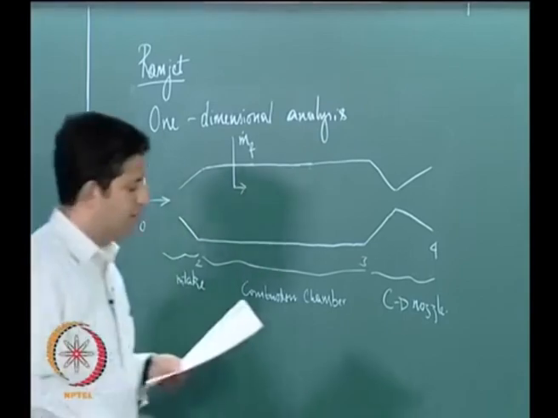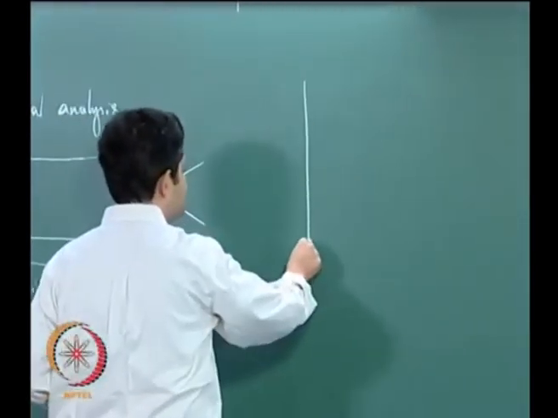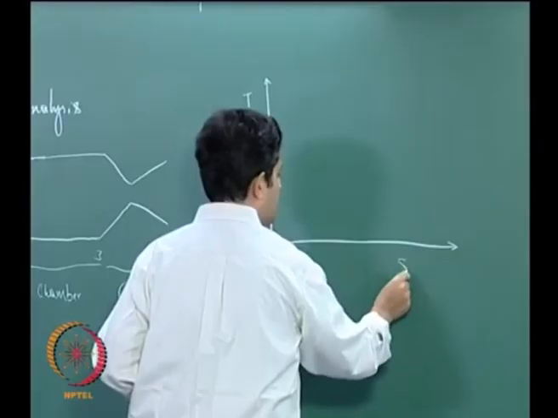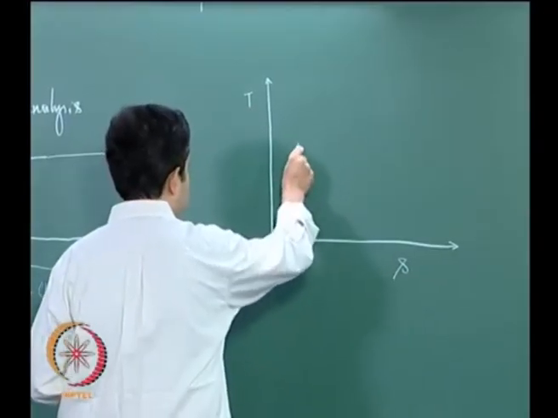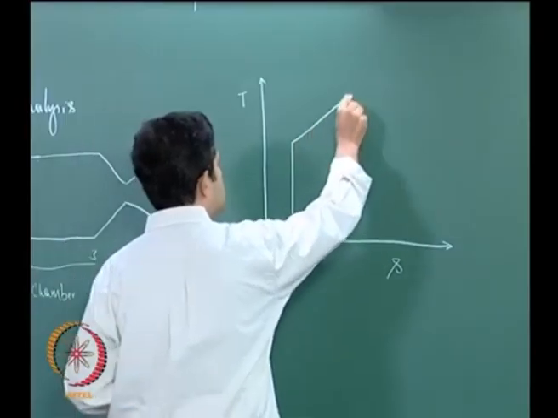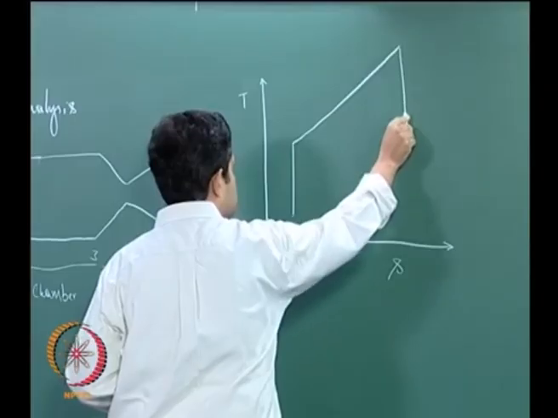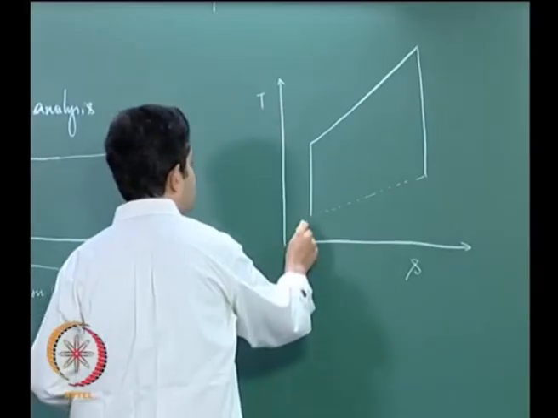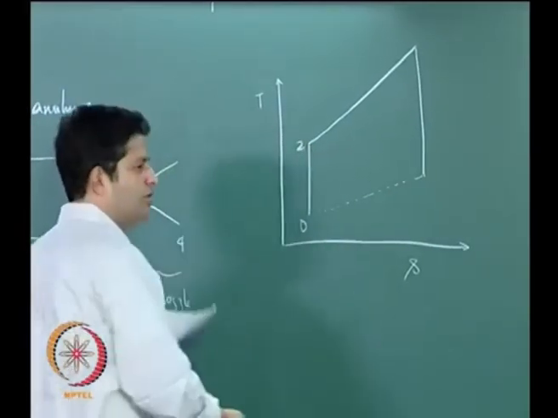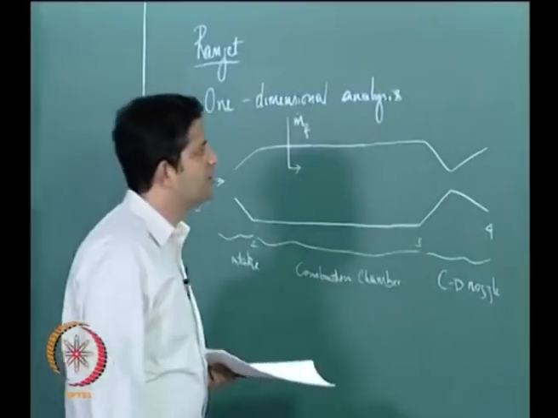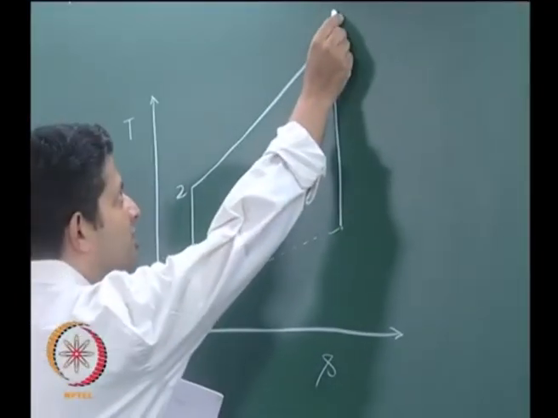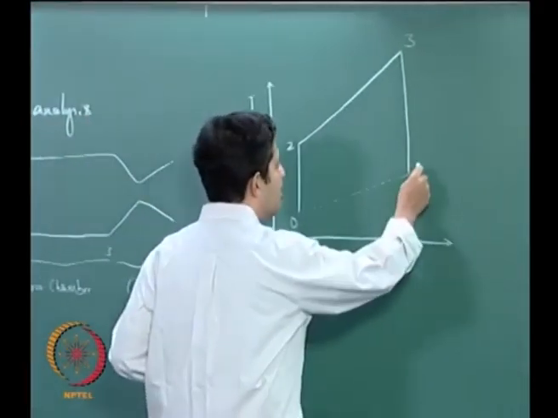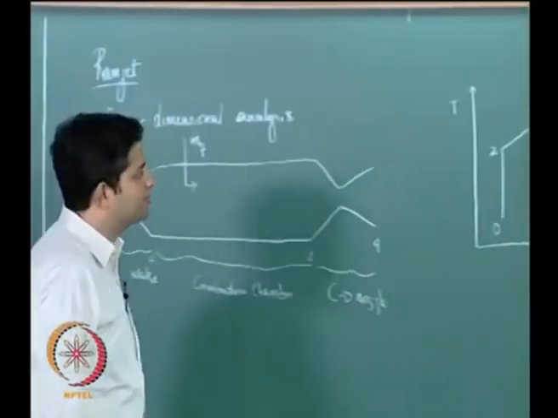Correspondingly, I will put this information on a TS diagram, as to what happens to the cycle. This is 0. 0 to 2 is isentropic compression. We are assuming ideal processes here. 2 to 3 is heat addition in the combustion chamber, and 3 to 4 is expansion through the nozzle.